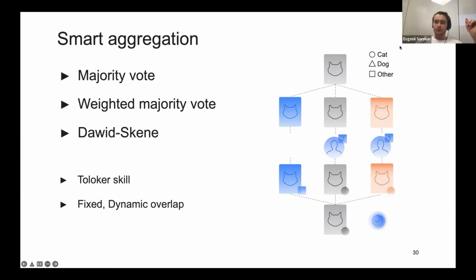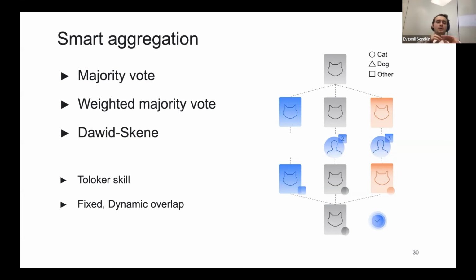As you already know, if you want to get the final result label from multiple answers of Tolokers, you have to utilize what is called an aggregation. Aggregation techniques differ by complexity, starting from majority vote and ending with Dawid-Skene and more complex ideas.